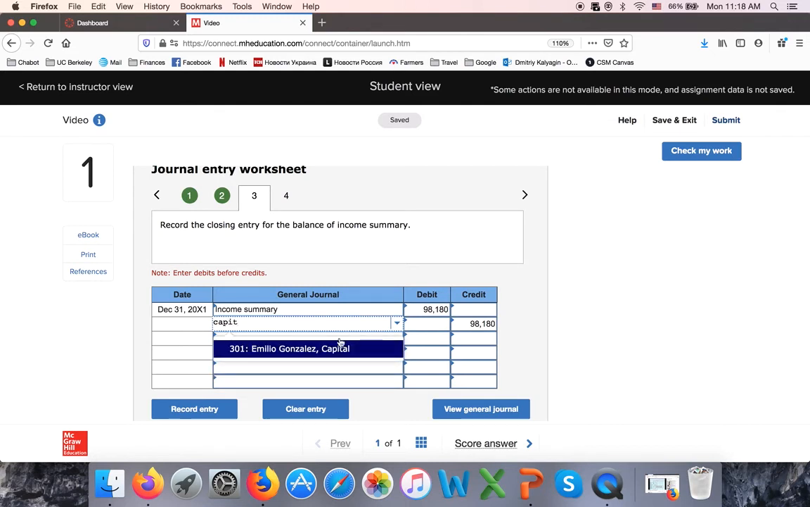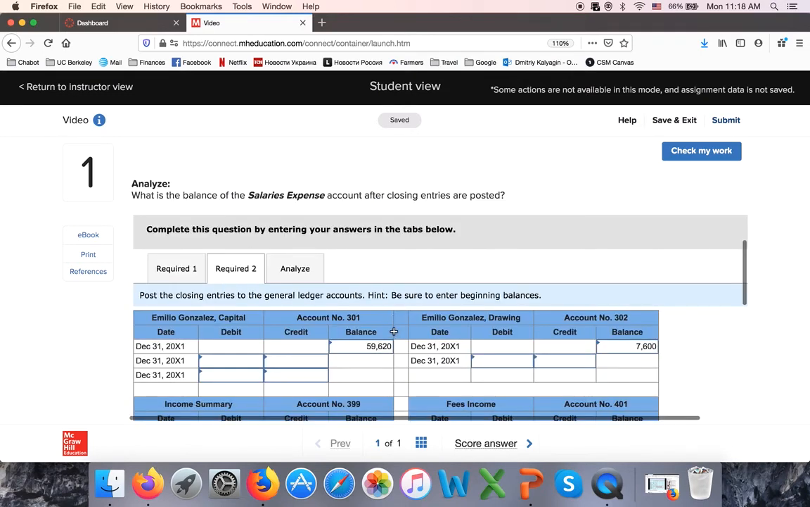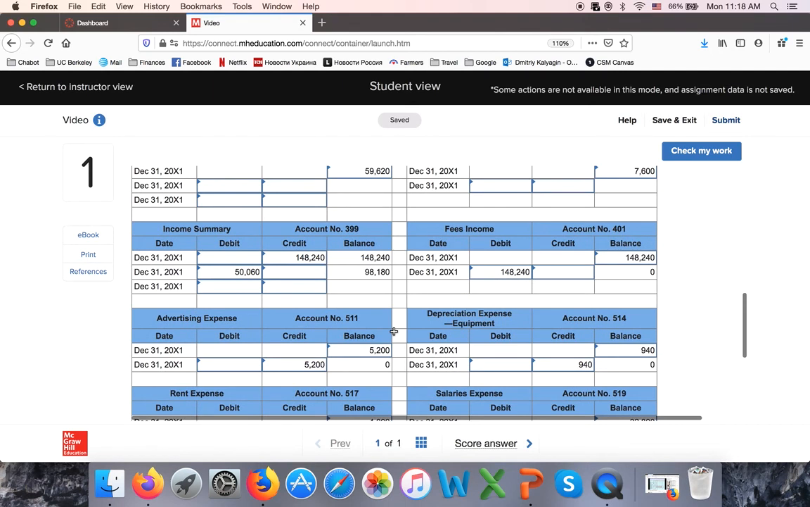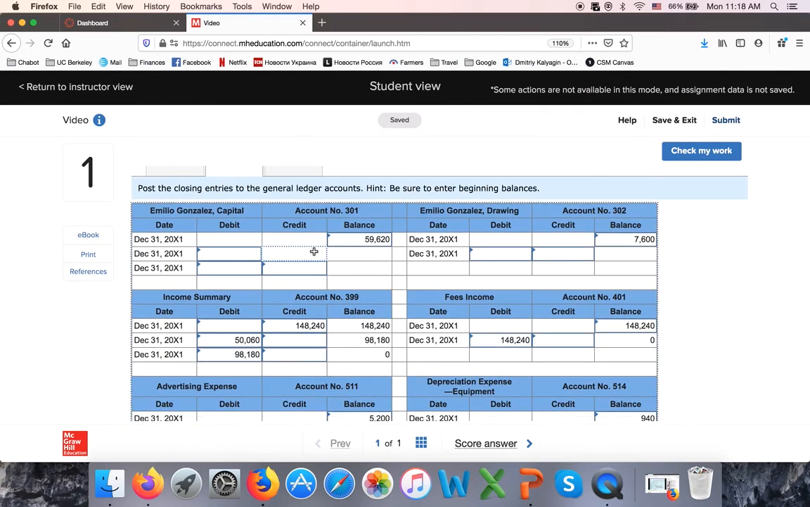And again, the way I remember it, capital increases with a credit entry. Net income increases capital, so I need to credit capital. Record this entry. Let's go to the ledger and let's close income summary. So we debited income summary by 98,180, makes it 0, perfect. And now capital is increased by the amount of net income. So you can see that the balance of capital went up.